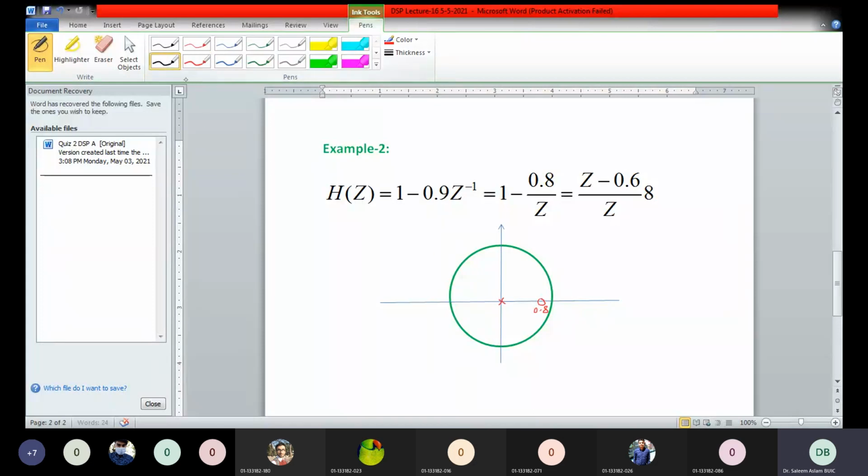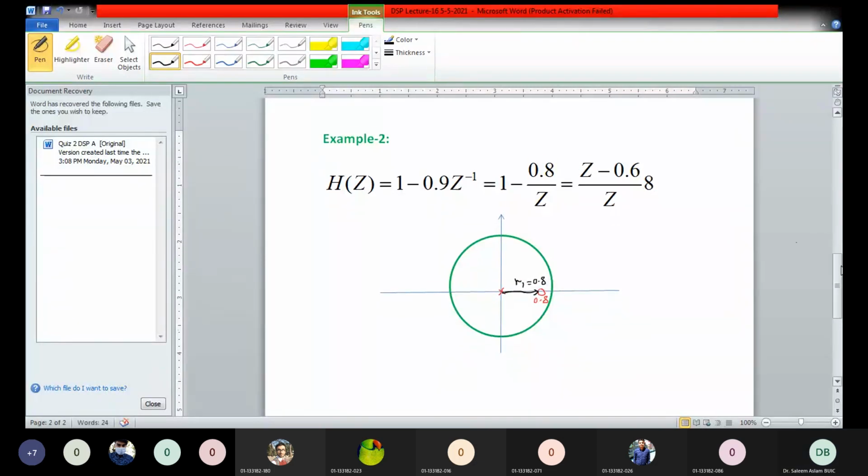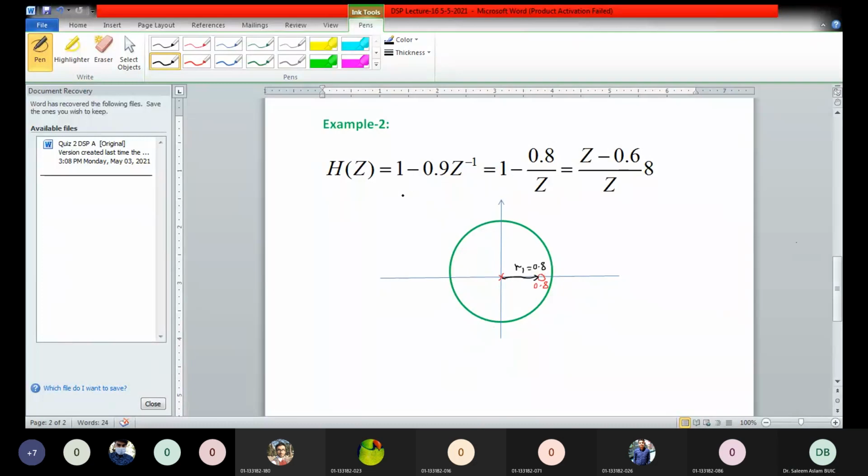So now we need to draw the vector. Let's call it the vector from here to here. And we know that its length is r1, which is equal to 0.8. Agree, beta? Agree? Yes, sir. And what about the value of theta 1? This is again 0 degree. Theta 1 is equal to 0. So we have r1 equal to 0.8 and we have theta equal to 0 degree.